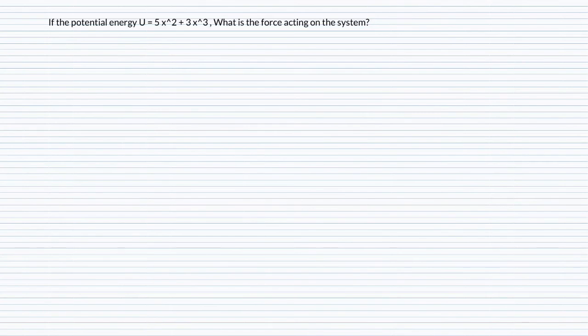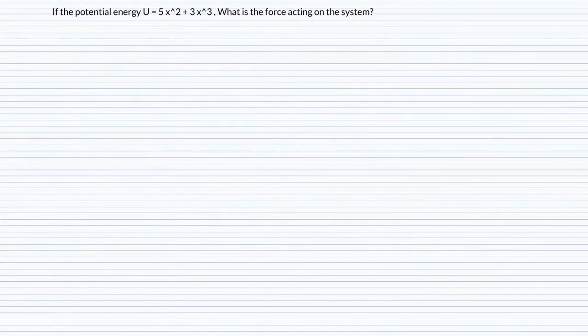And here's the last one. Potential energy is given as 5x squared plus 3x cubed. What is the force acting on the system? Now you have to remember that F is the negative derivative of U with respect to x. So F is negative dU by dx.